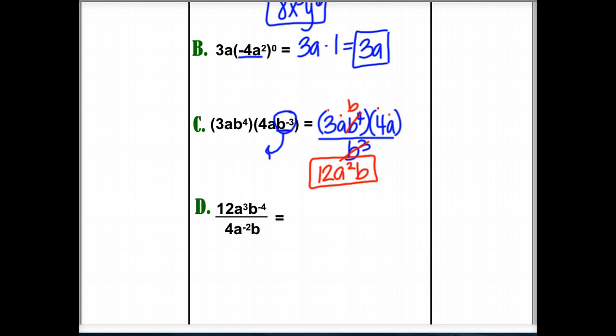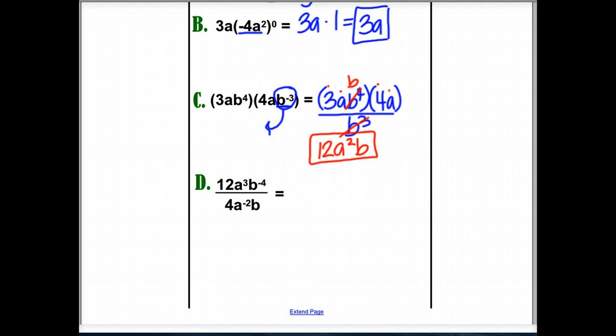Looking at D, this is a great example with the negative exponents. I see that I have a b to the negative 4th and an a to the negative 2nd. Those are the things that are going to swap. So I'm going to mark that those things are going to switch. That means that I'm going to still have 12a cubed up top. I'm moving that a to the negative 2 up to get a squared. And then I have 4. I no longer have this one because it moved. And the b to the 4th is coming down, so I have b times b to the 4th.